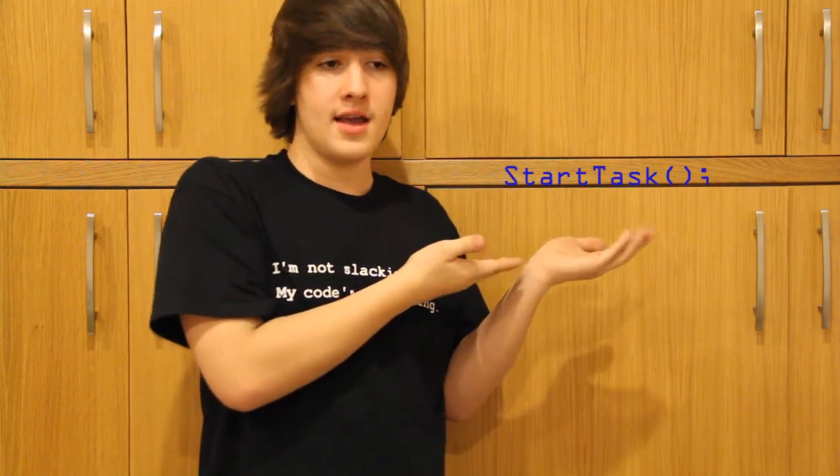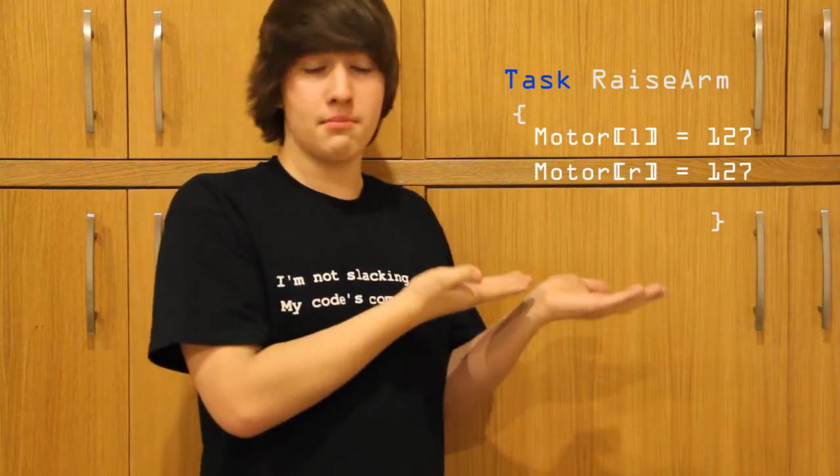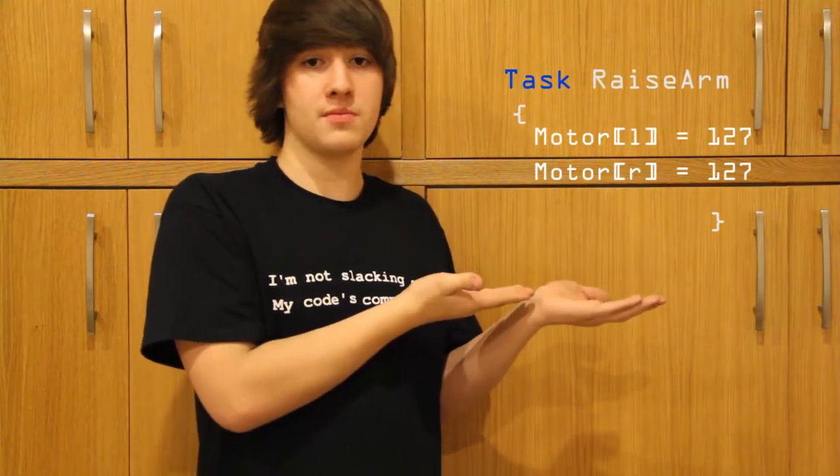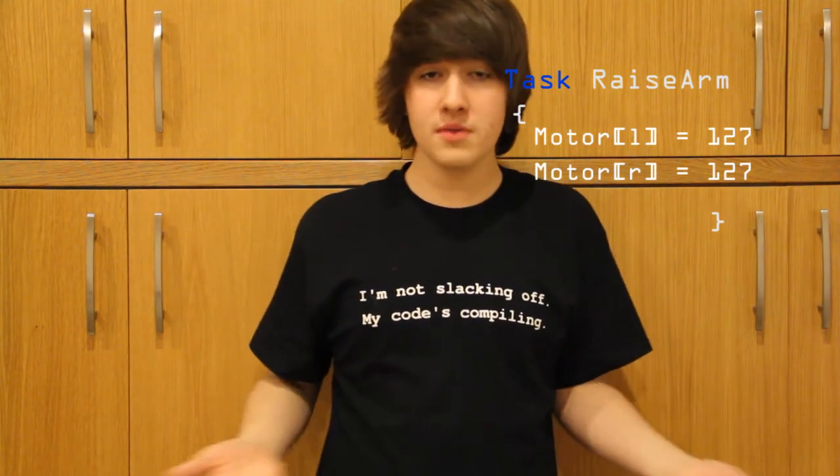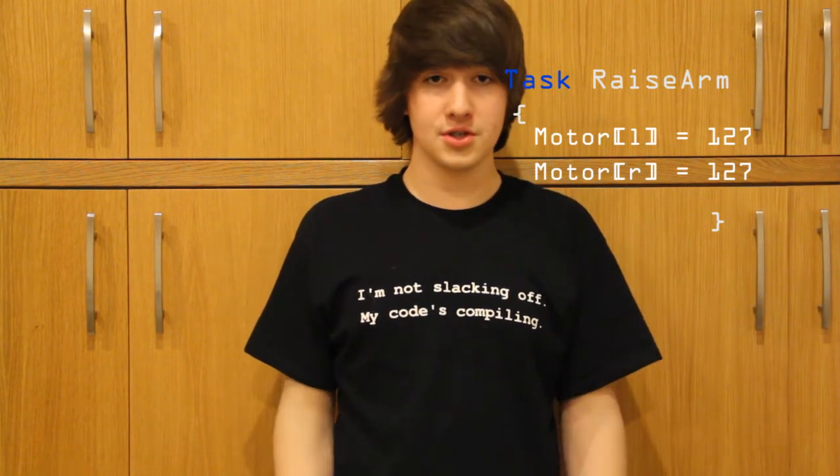Rather than using void, you would use task. This is so that the function start task can reference it later. In the task, you define the motors and the speed you want to set them to. Of course, this is sample code. You can replace the code with whatever you'd like. This is just the groundwork for future programs.